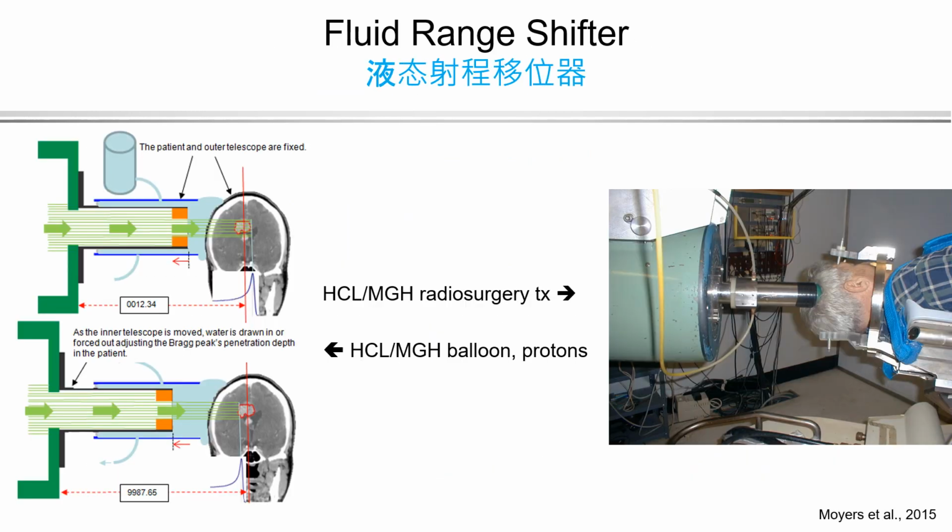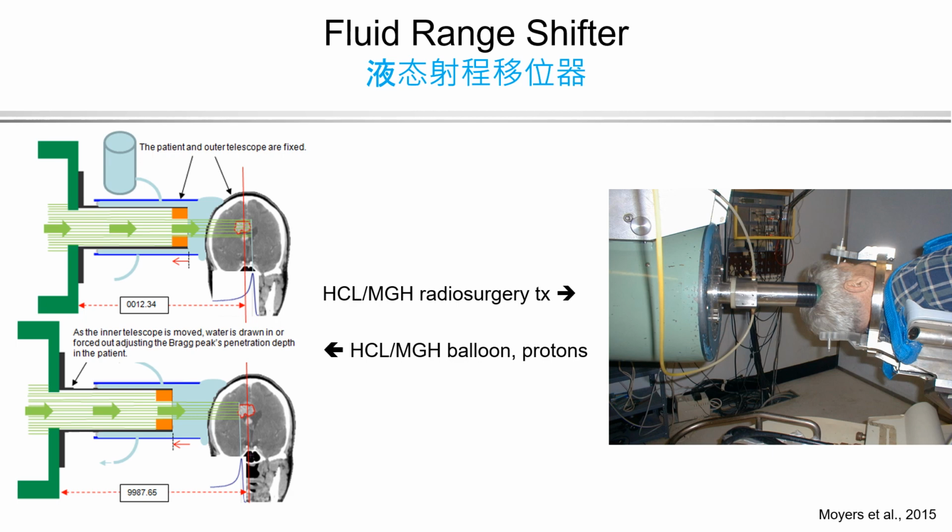One of the earliest range shifter types is the fluid range shifter. Shown here is the method used at the Harvard Cyclotron Laboratory for radiosurgery. In this system, a beam applicator was used which consisted of a sealed inner cone which held the portal-specific conformal aperture, an open outer cone which slid over the inner cone, and a water balloon which created a flexible membrane to contain the water between the two cones.